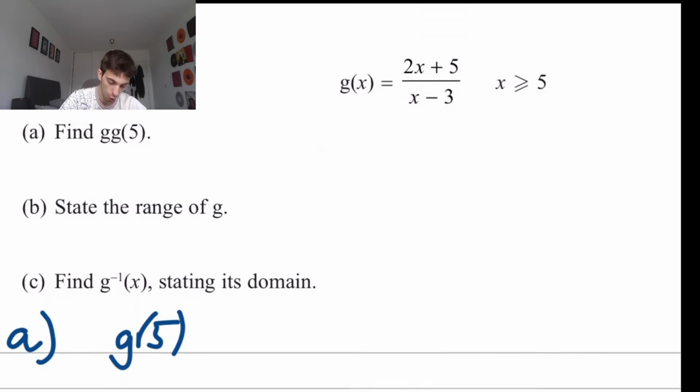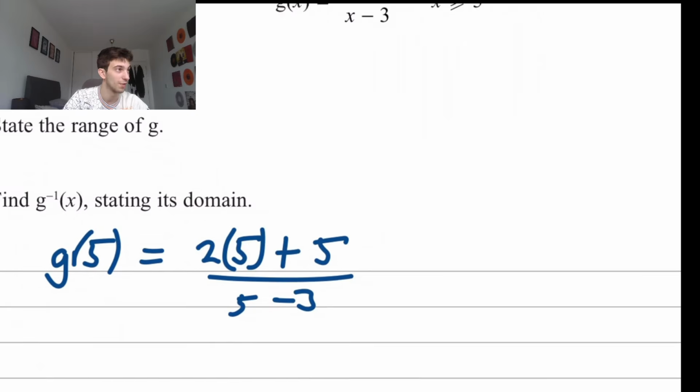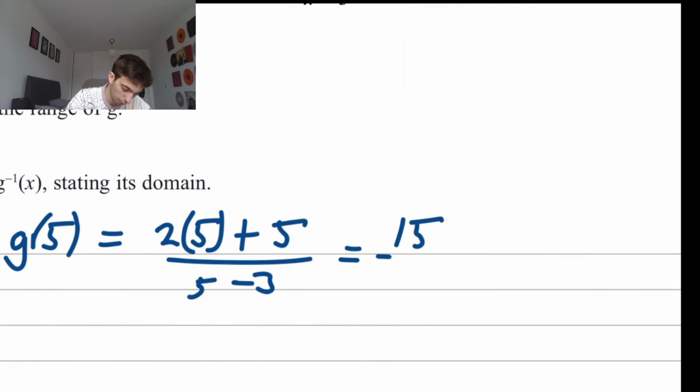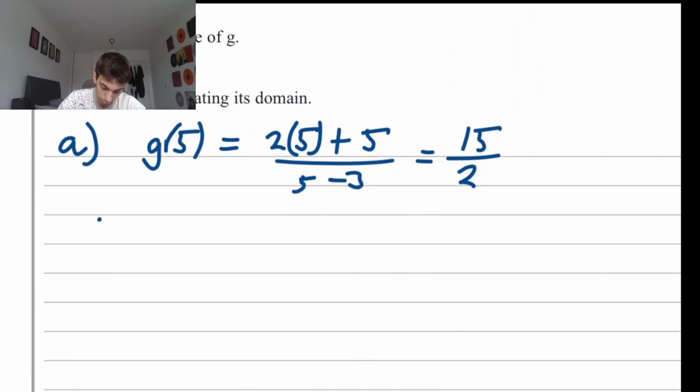We have (2x + 5) over (x - 3), so we're going to have 2 times 5 plus 5, over 5 minus 3. That is going to be 2 times 5 is 10, plus 5 equals 15, over 5 minus 3 is 2. So we have 15 over 2. Now we have to plug that result back into our function g. So we have g of 15 over 2.